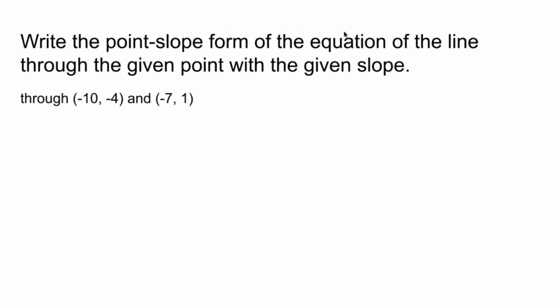Write the point-slope form of the equation of the line through the given point with the given slope. All right, so we need point-slope form. Let's write that out. Y minus y sub 1 equals m times the quantity x minus x sub 1. Now, what is what? M is the slope, and x sub 1, y sub 1 represents the point. What I have here is actually I'm not given the slope. I'm given 2 points. So what I'm going to do is I'm going to label you x sub 1, y sub 1 because you're a point. And I'm going to label you x sub 2, y sub 2.